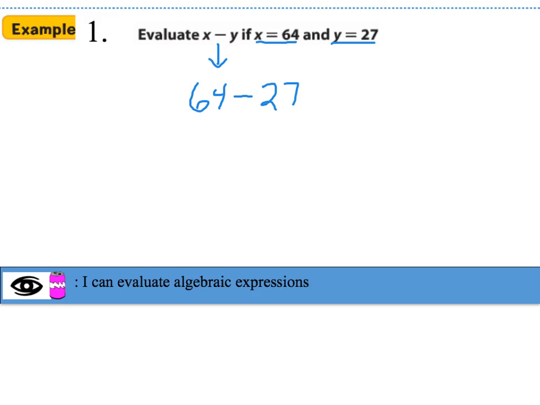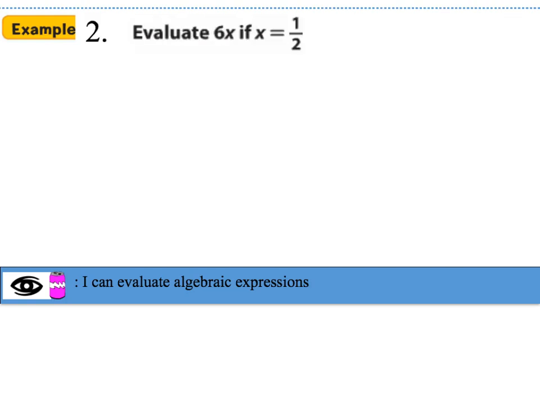Now I can simplify this using the order of operations. Since we only have subtraction left, I'm just going to subtract. And 64 minus 27 is equal to 37. So for example 2, they ask us to evaluate 6x if x equals 1/2. So we know the value of x. x is equal to 1/2.